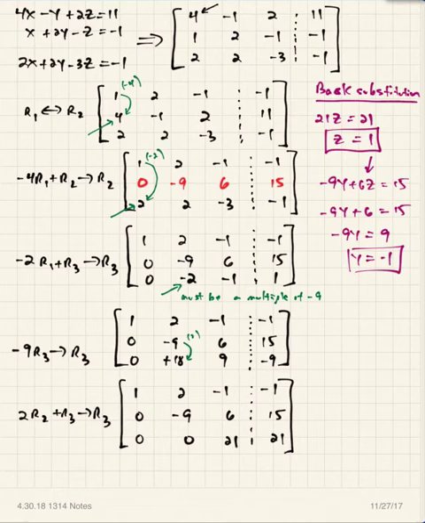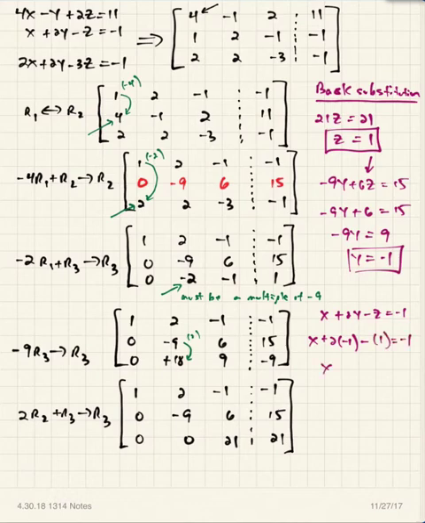And then finally, the first row is x plus 2y minus z equals negative 1. So I substitute negative 1 for y and 1 for z.